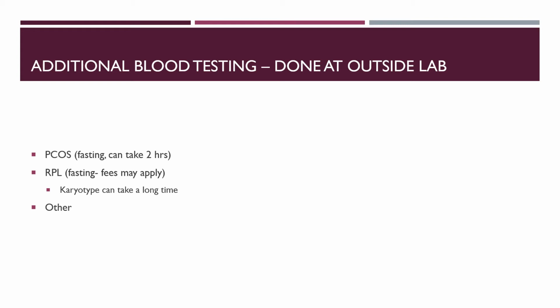RPL is recurrent pregnancy loss blood work. This blood work should also be done fasting, and some of the ordered tests may not be covered by OHIP. So please, when you go to your lab, ask if there are any fees and what they are, so that you're aware. Karyotype is a test that can take a very long time. All of these blood works we recommend that you do as soon as you can. There may be additional testing that your doctor may order for you based on your particular history.